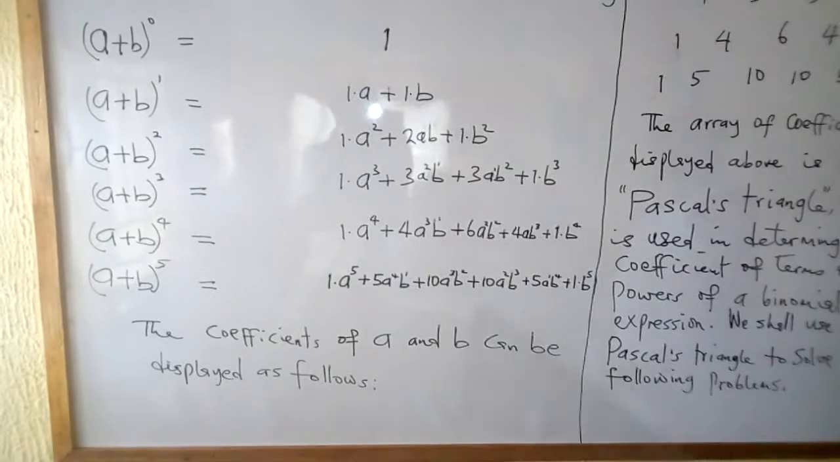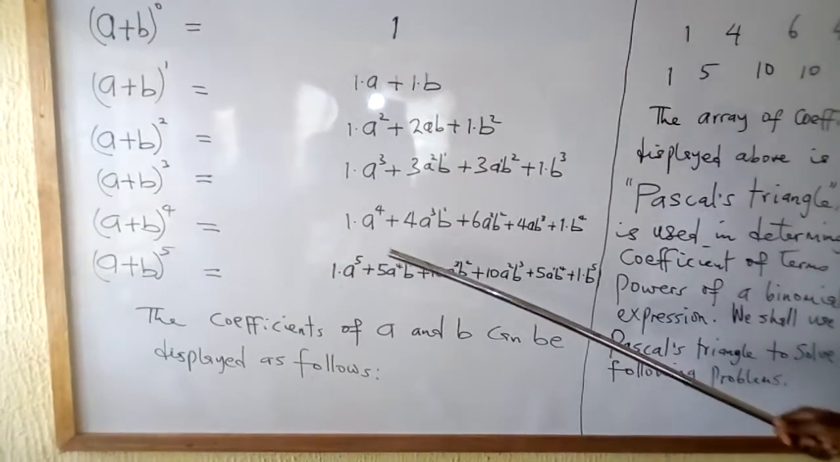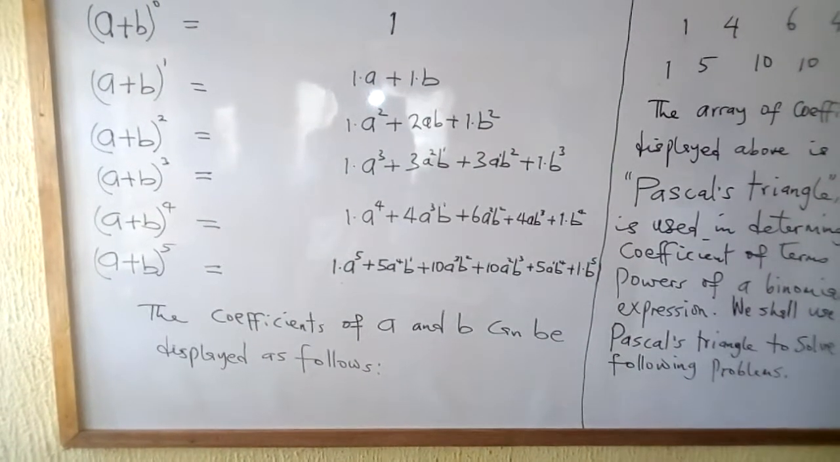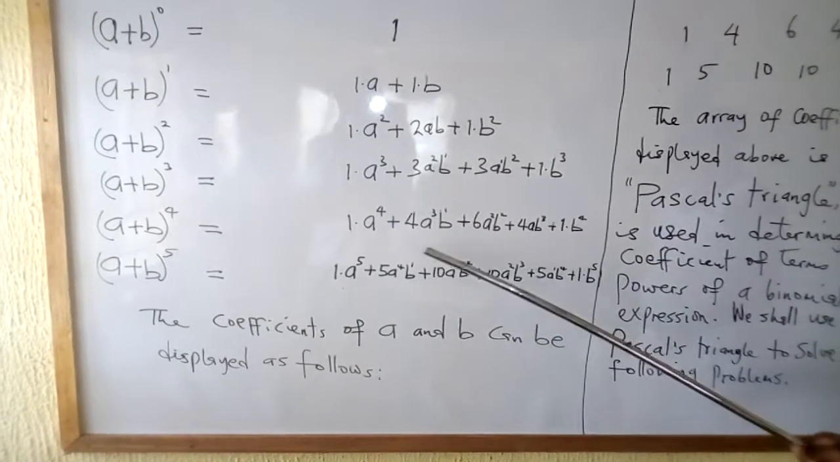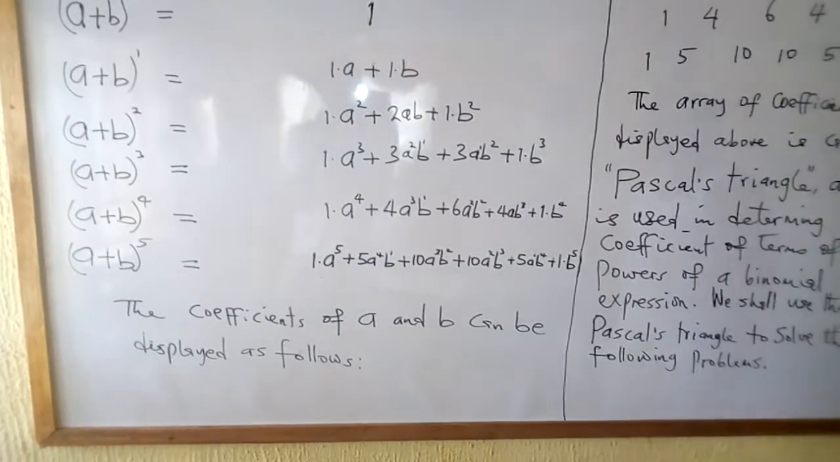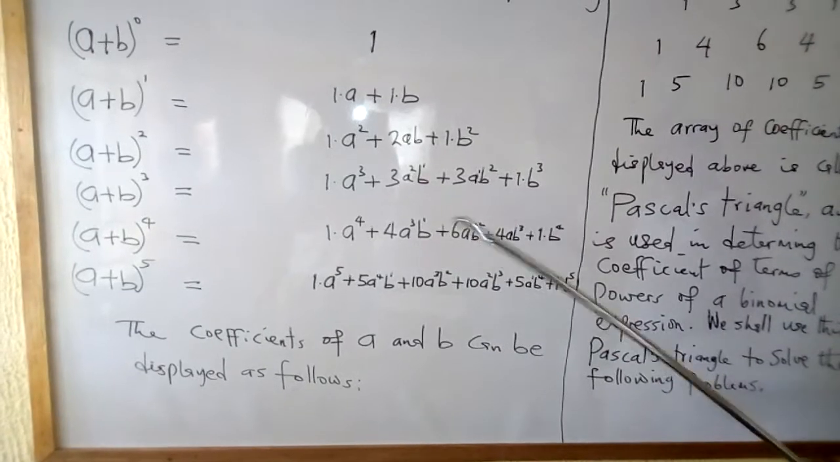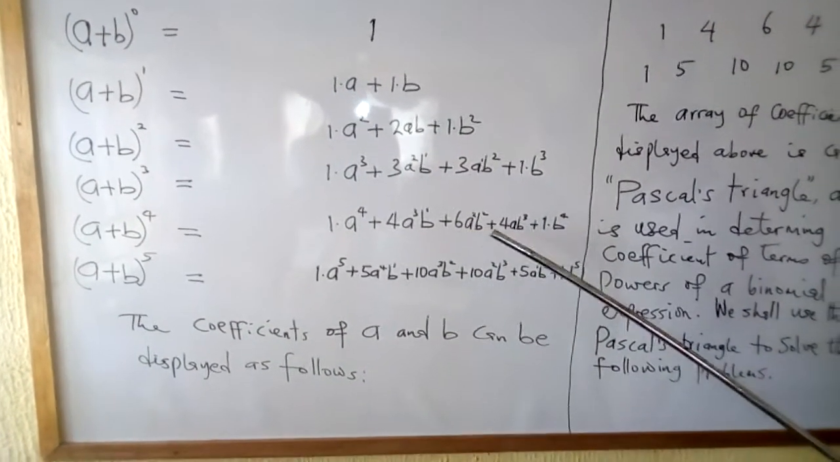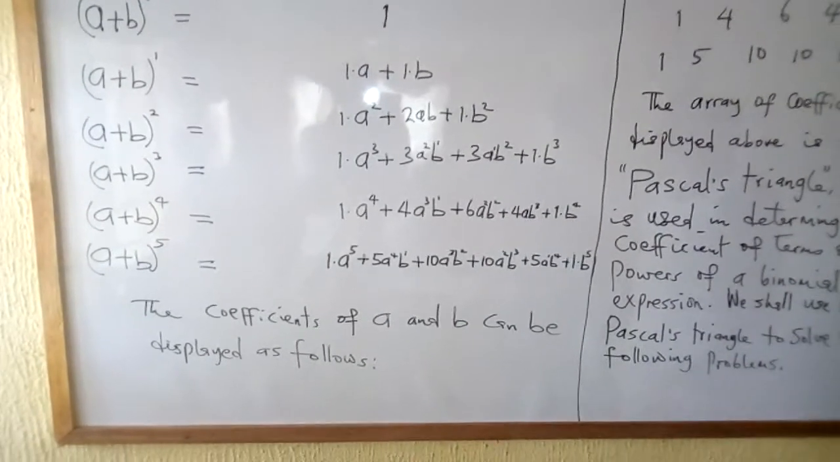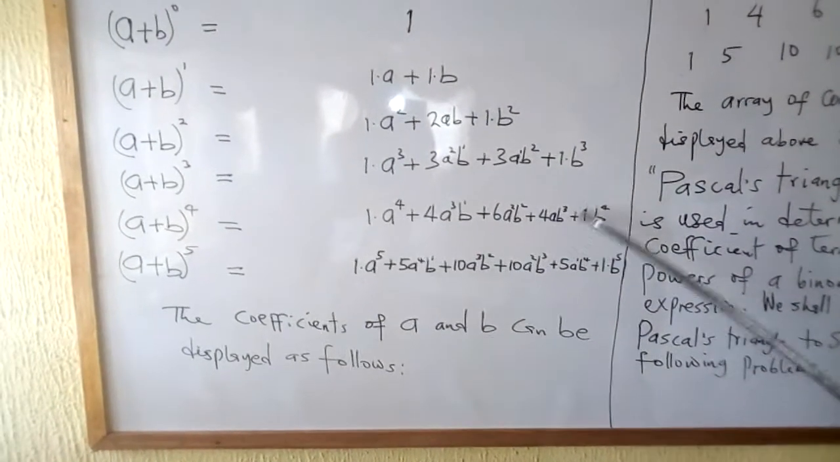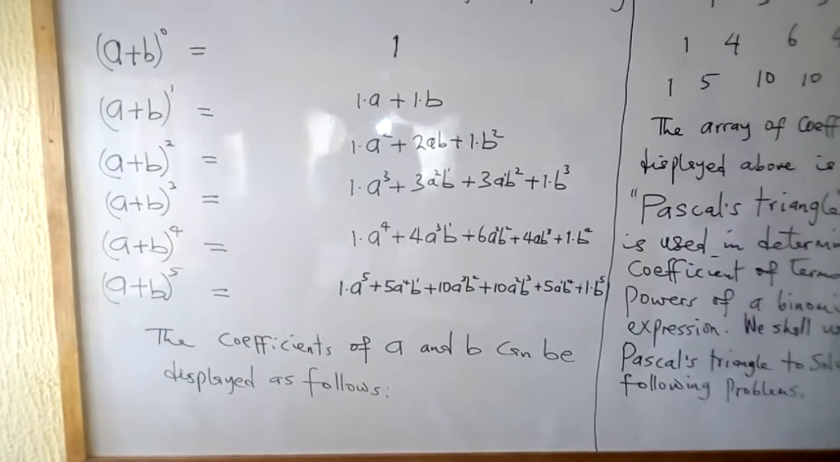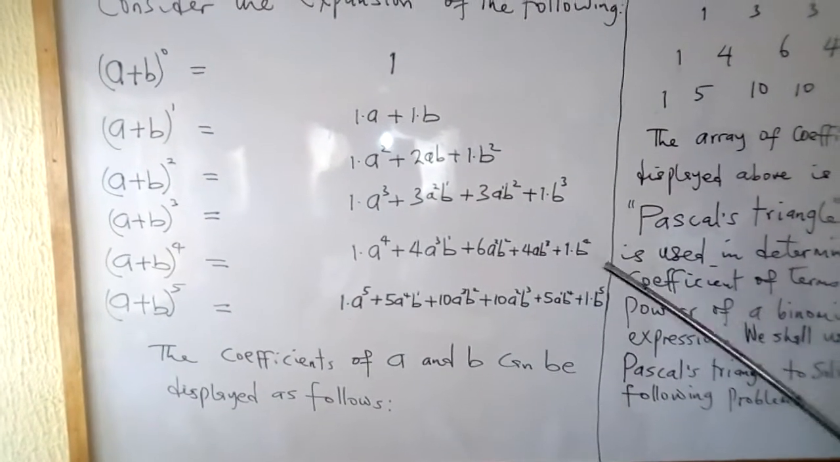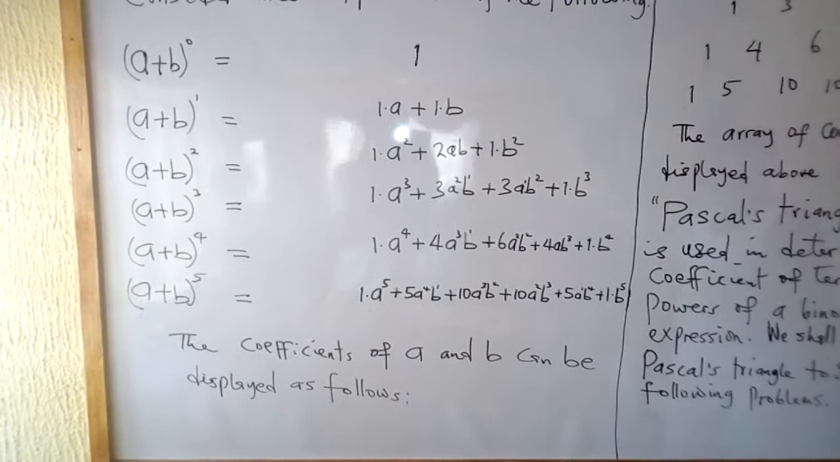Then (a + b) raised to power 4, you now have 1 times a raised to power 4, where 1 is the coefficient of a raised to power 4, plus 4 times a raised to power 3 times b raised to power 1, plus 6 times a raised to power 2 times b raised to power 2, plus 4 times a raised to power 1 b raised to power 3, plus 1 times b raised to power 4.